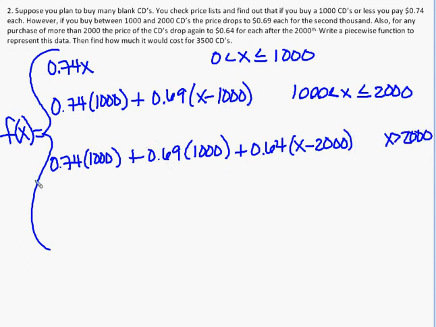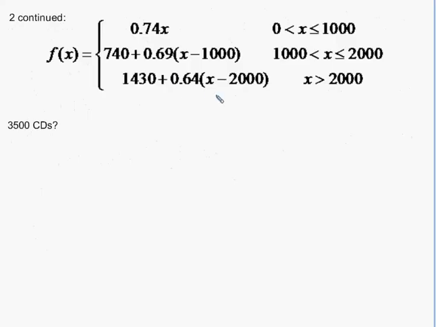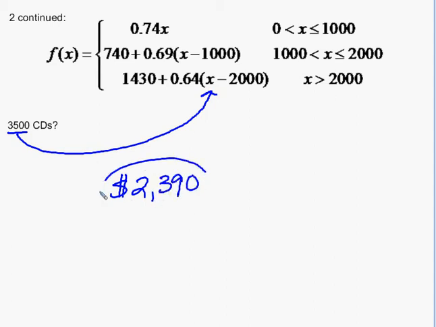Once again, I want all of this cleaned up, so it should look like this. Now for 3,500 CDs, just look at this number and say, well, which one of these three is it going to fit into? So since 3,500 is greater than 2,000, we're just going to take this number, plug it into our x, and by doing so, we should get 2,390 as your final answer.